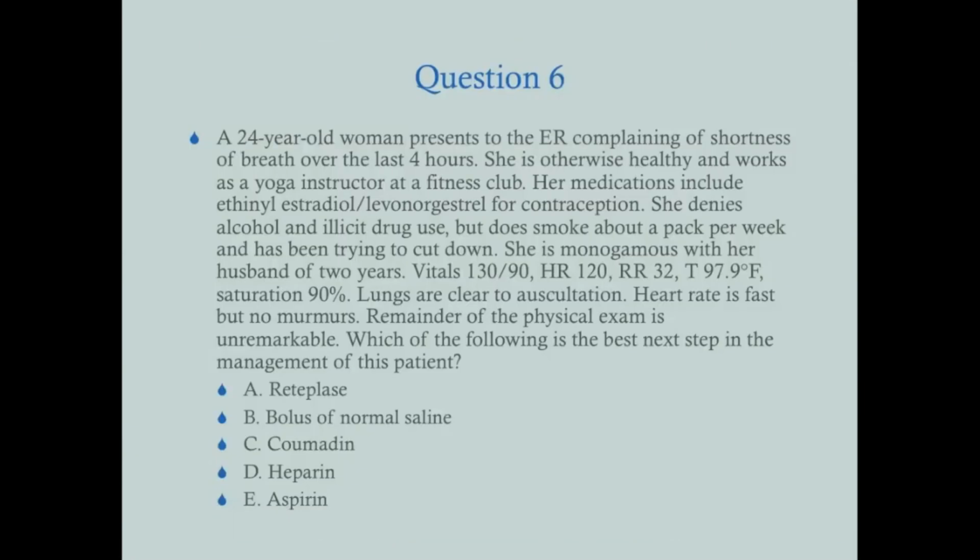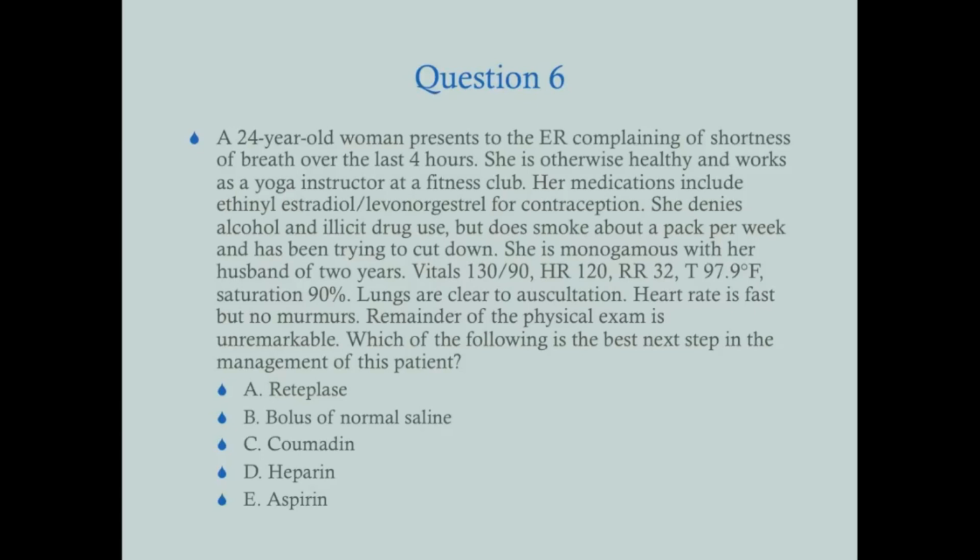Okay, question 6 gives us a 24-year-old woman presenting to the ER complaining of shortness of breath over the last 4 hours. She's otherwise healthy and works as a yoga instructor at a fitness club. Her medications include ethinylestradiol, levonorgestrel for contraception. She denies alcohol and illicit drug use, but does smoke about a pack per week and has been trying to cut down. She's monogamous with her husband of 2 years.